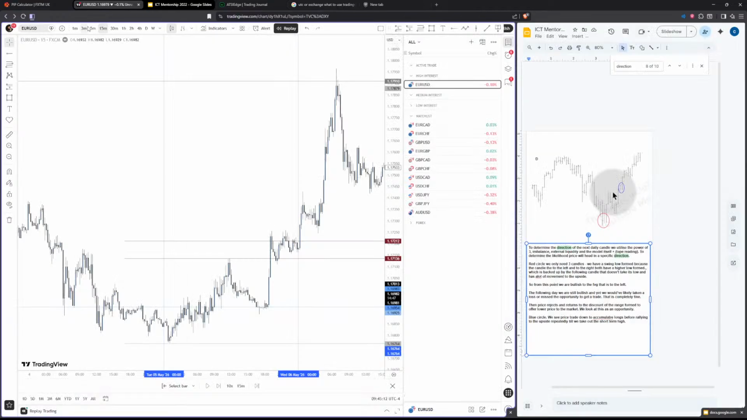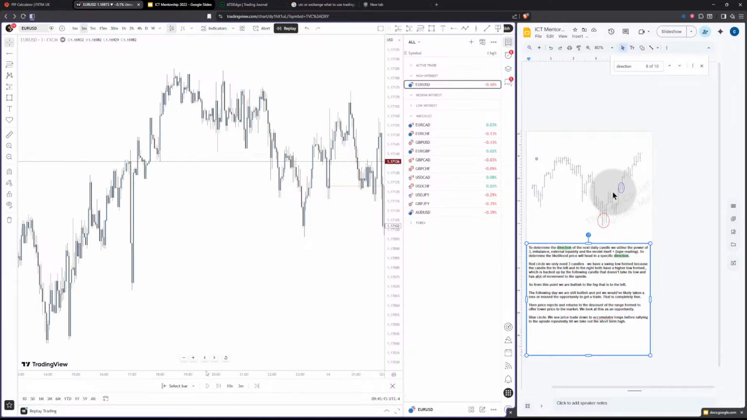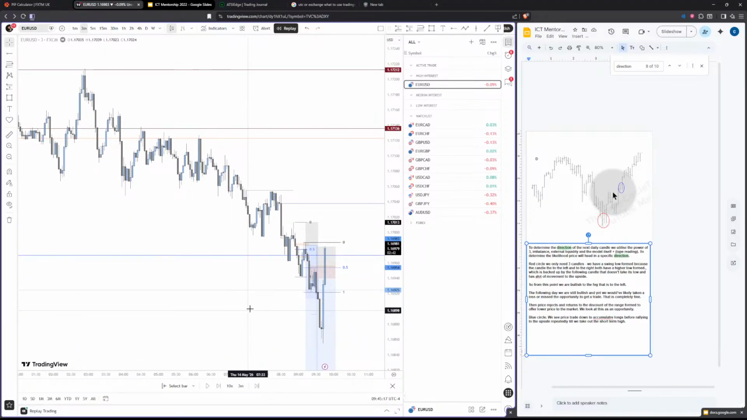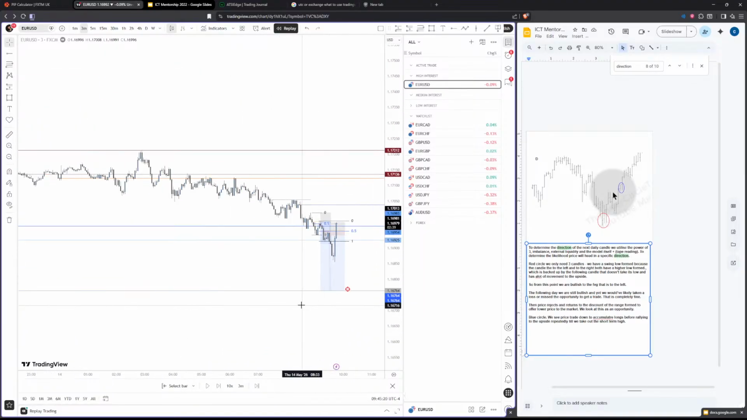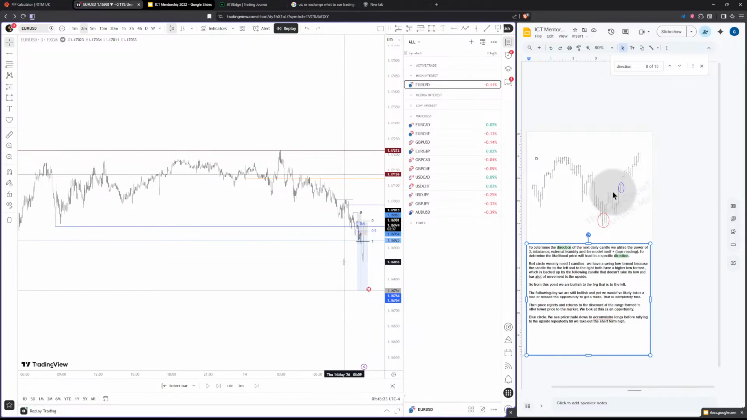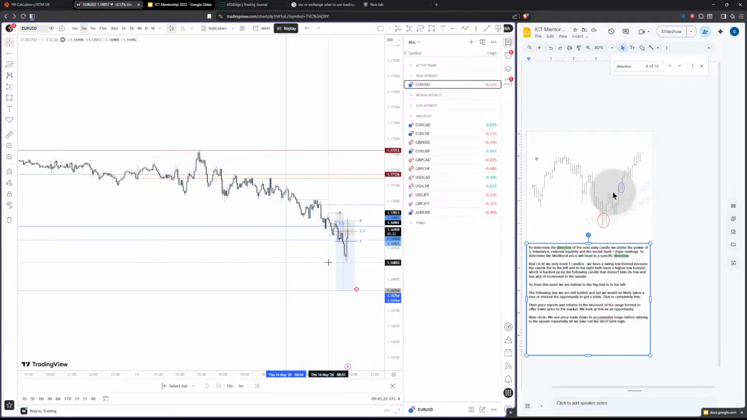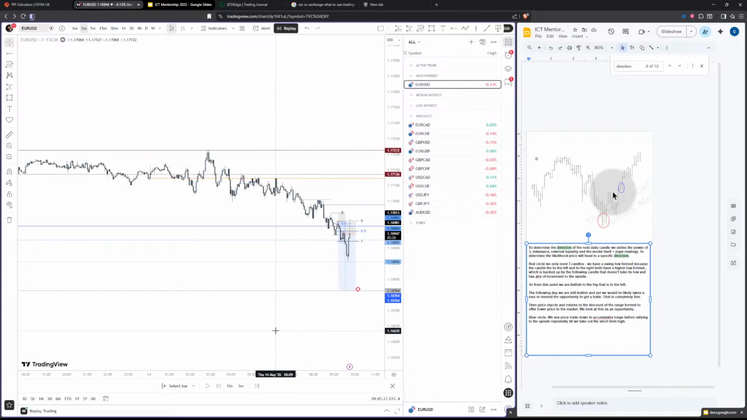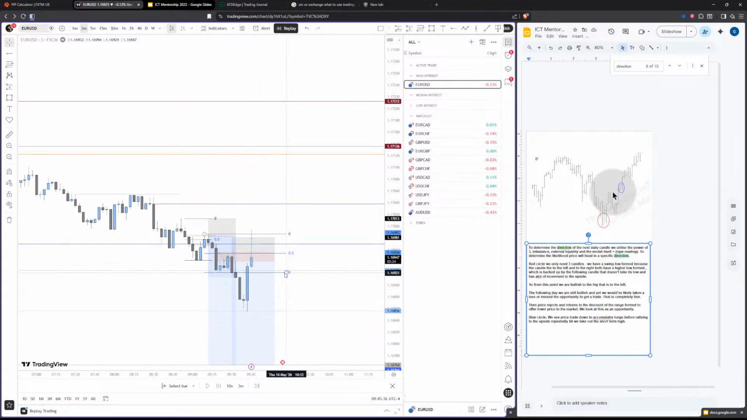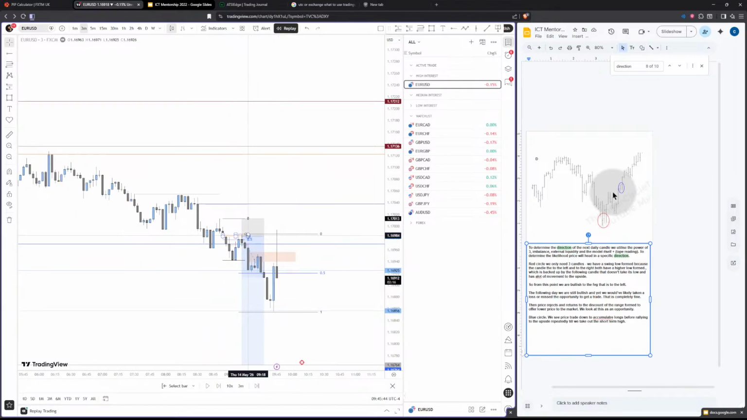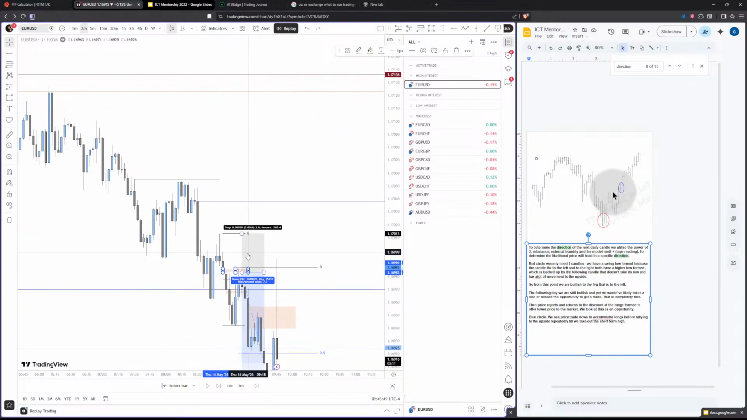What in the reversal was this? Wait, yo, what is that? Where does that even come from? Let's see. I think it just came to take out some people. We weren't even able to enter this, which is good. Well, I missed the entry for the demo account.